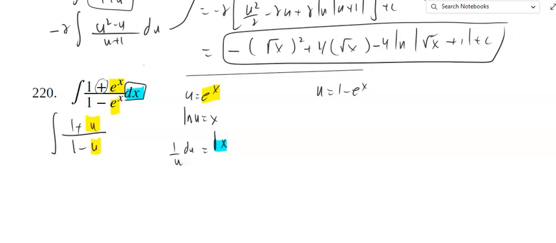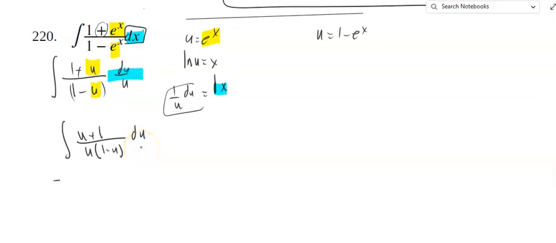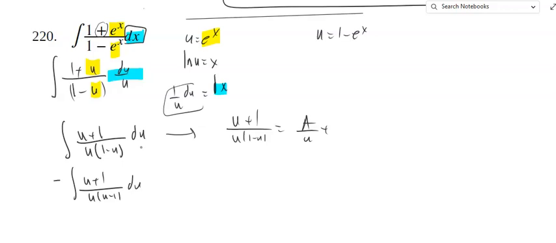The blue part, and if you really think of this, that's the integral of u plus 1 over u into 1 minus u du. And if you'd like to factor a minus 1 out, that would look like this. Well, here you're going to say that u plus 1 over u into 1 minus u is a over u plus b over 1 minus u. Get rid of the fractions.